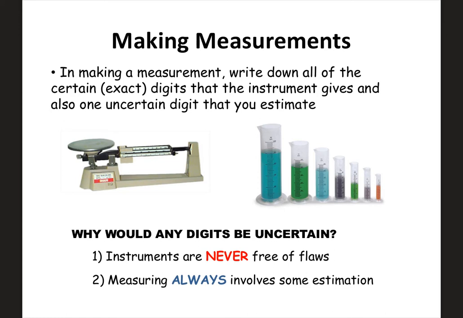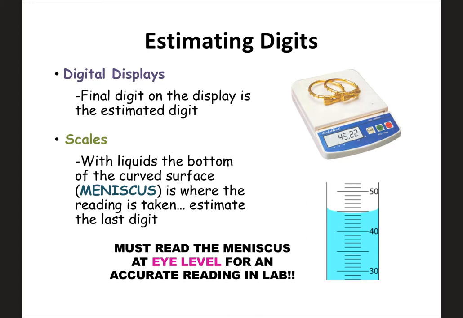First, these instruments you're using are never free of flaws. Your balance may not be calibrated correctly. Your ruler may not be precisely set up to the exact measurement. So there's always some form of flaw here in your measuring instrument. And if you're doing measurement correctly, there has to be some type of estimation involved. So it's very important in chemistry. You're writing down all the digits you're sure of, and then one that you're unsure of or that you're estimating. And I'll show you what that looks like in a few examples here. A couple of things to point out first.